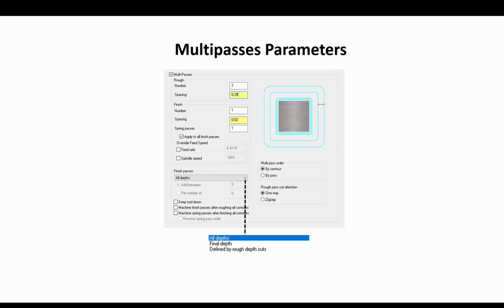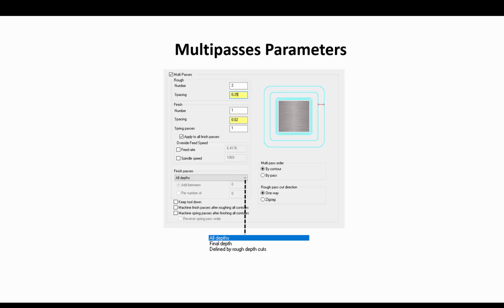Finish pass at all depths takes an XY finish pass at each depth, used for deep pockets to produce a straight finish wall. Finish passes at the final depth takes the XY finish pass only at the final Z cutting depth, so no tool marks remain on the wall.